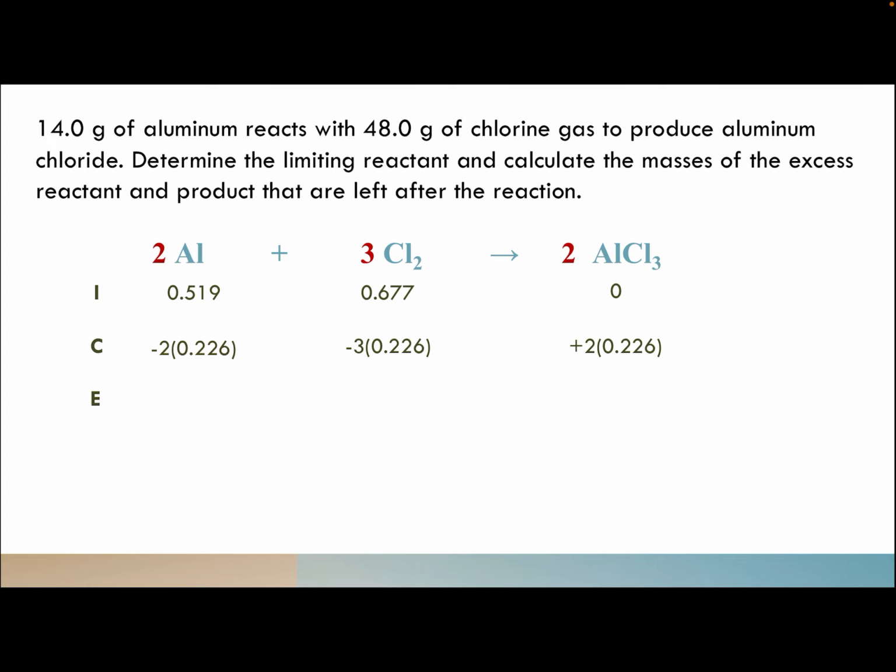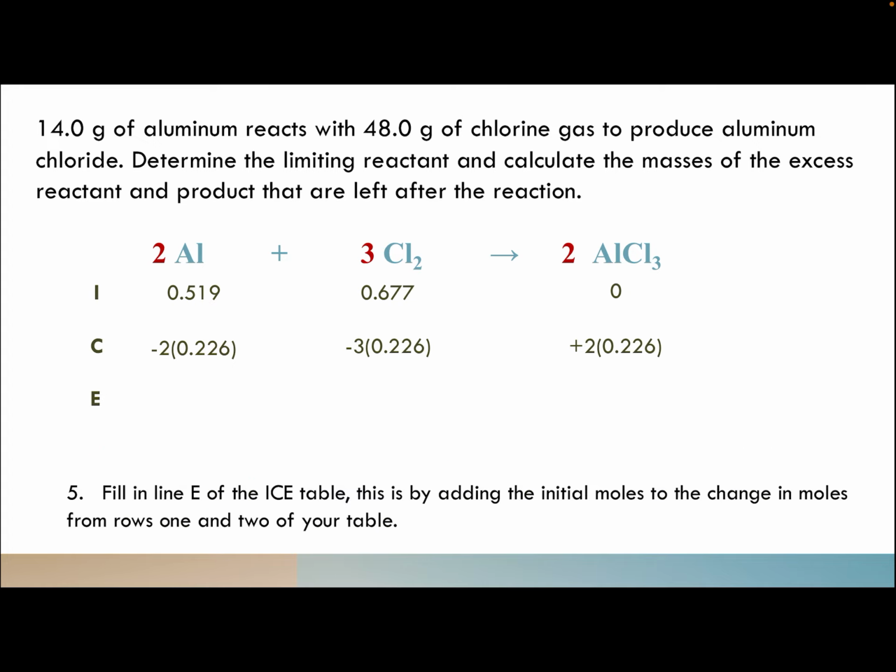So now we'll go through and do our E value. That is I plus C gives us E. So 0.519 minus 2 times 0.226, and we'll calculate that, and so on and so forth. Remember, chlorine should be 0, right? We based our calculation on chlorine because it is our limiting reagent. So if it doesn't come out to 0, you've done something terribly, terribly wrong.